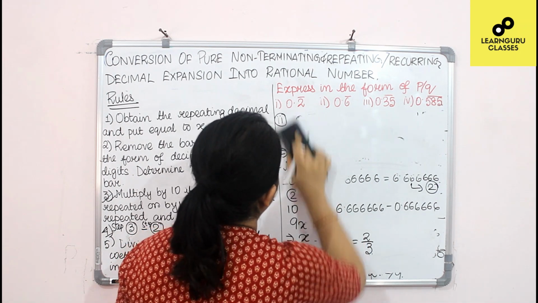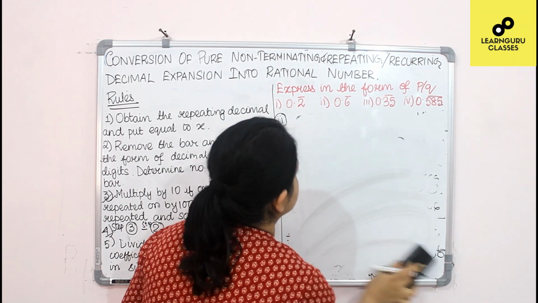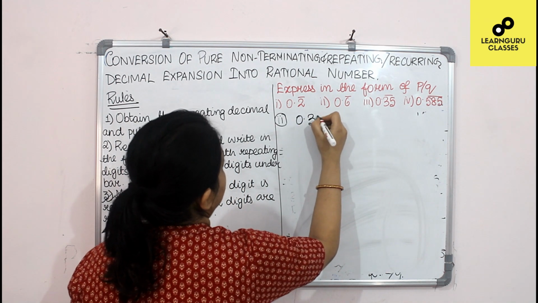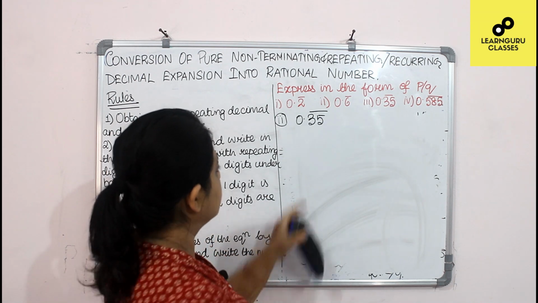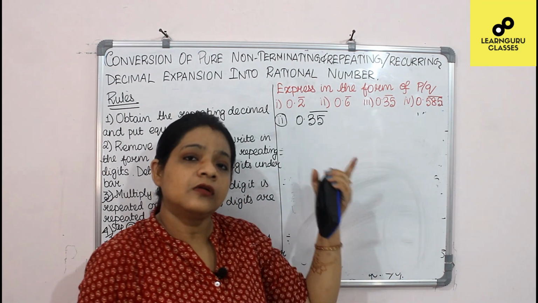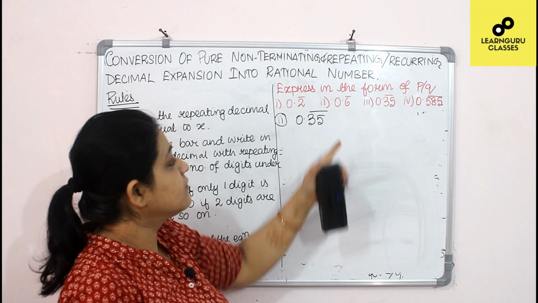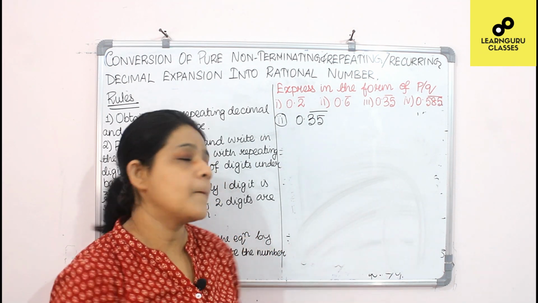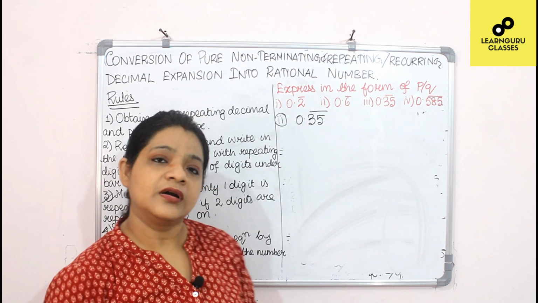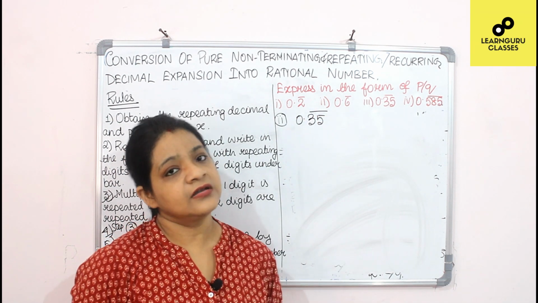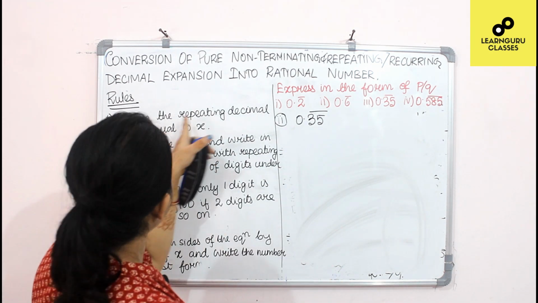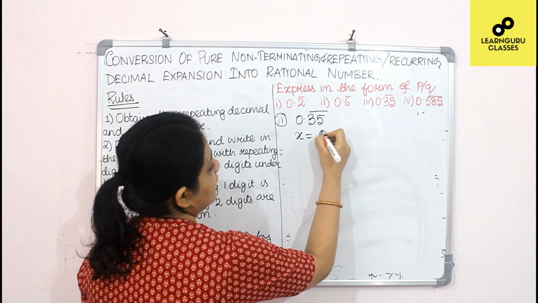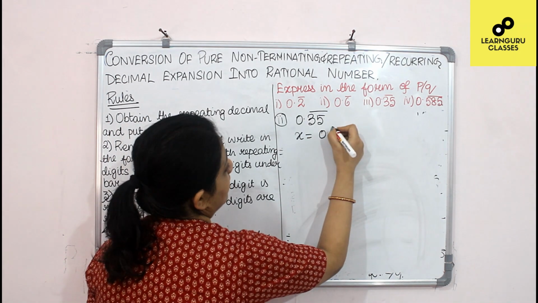So the third sum, what is given over here? The third sum is 0.35 bar. So this means this is what type of decimal number? We are talking about a pure recurring decimal number, meaning all the digits after the decimal point are under the bar. So first step, obtain the repeating decimal and put it equal to x. So I am giving here 0.35 bar.